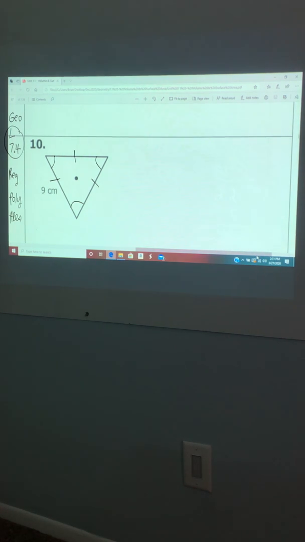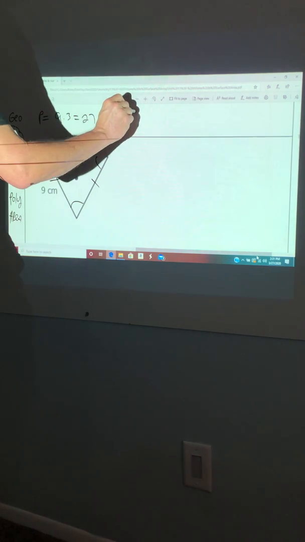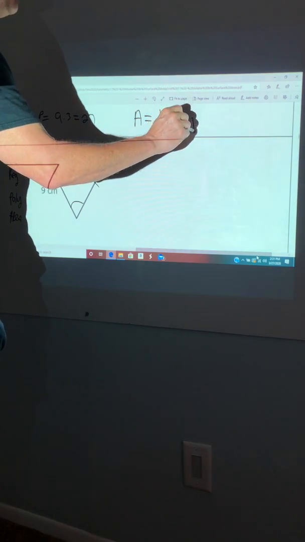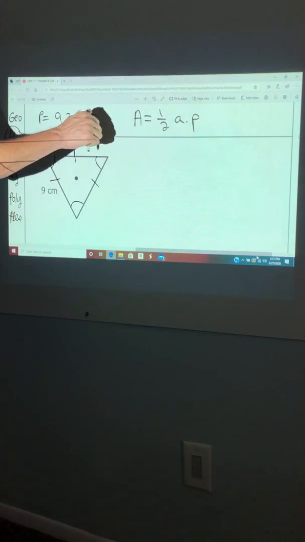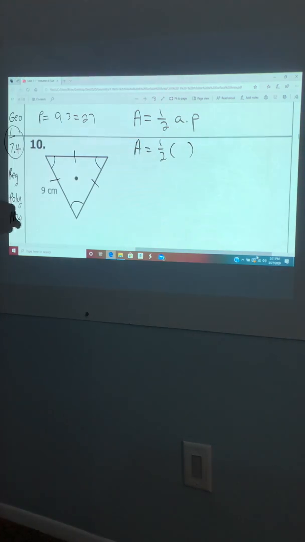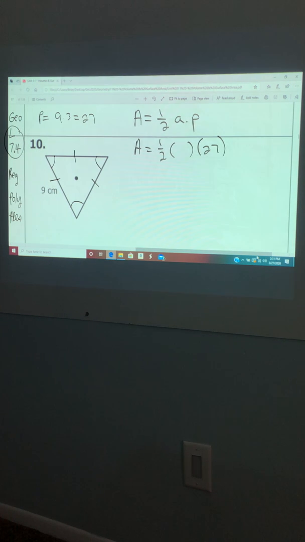All right, I've got the 9, so let's just do that really fast. I can find the perimeter of that. 9 times 3 is 27, and I'll go ahead and write your formula up here. Area equals 1/2 apothem times perimeter. We already got the perimeter, that was easy. But I don't have the apothem, but I do have the 27 as the perimeter. Oh Lord, we're going to have to draw in again.